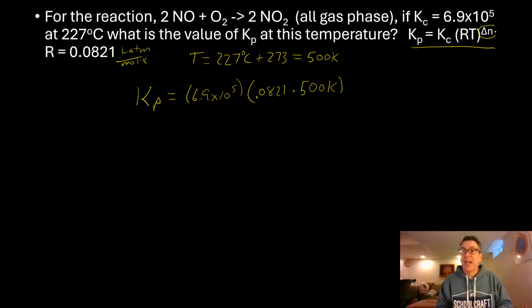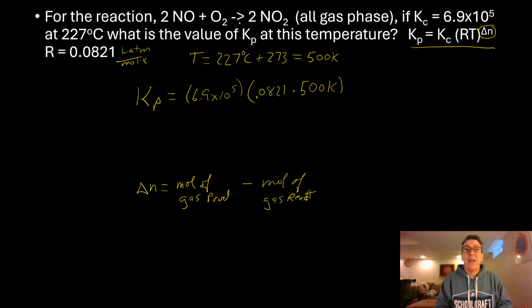Now, the other thing we've got to look at is this exponent, this delta N exponent. Delta N is the change in moles of gas. And how you find delta N, just write it down here. Delta N is the moles of gaseous product minus the moles of gaseous reactant. And you just need to get those from the balanced equation itself. Just look at the coefficients.